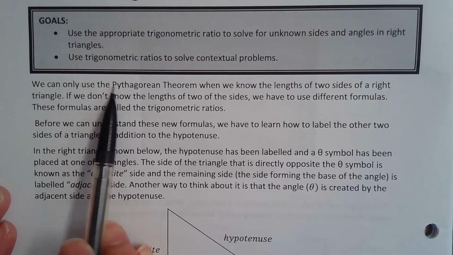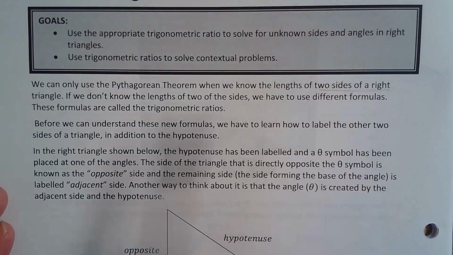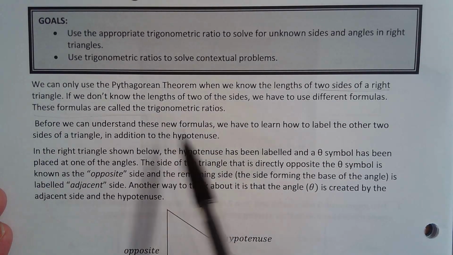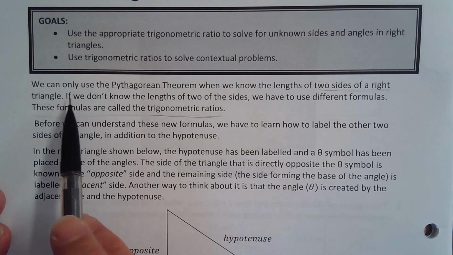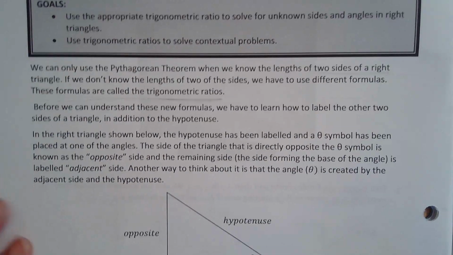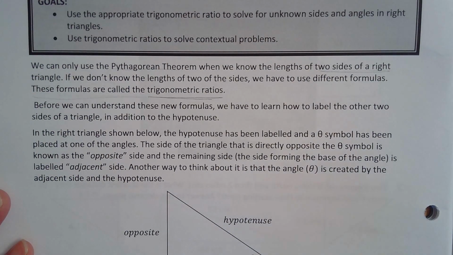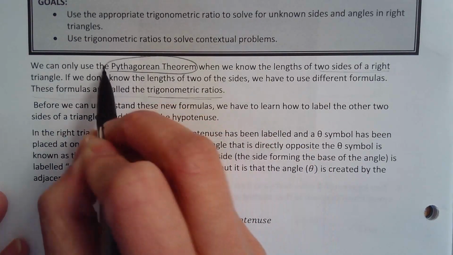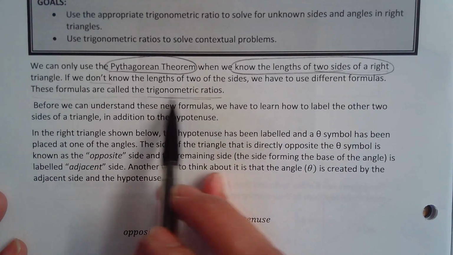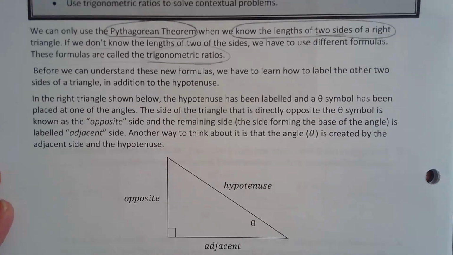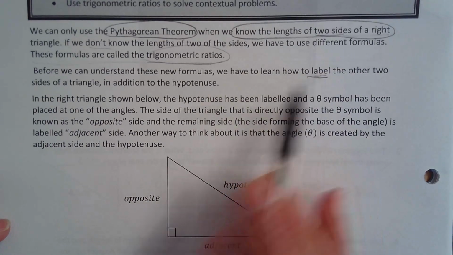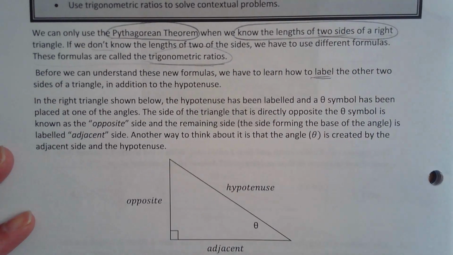So we can use the Pythagorean theorem when we know the length of two sides of a right triangle. If we don't know the length of two sides, we can use different formulas called trigonometric ratios. Okay, so we can use the Pythagorean theorem if we know two sides. Now, if we don't know the two sides, we can use the trig ratios. Before we can understand this new formula, we have to learn how to label the sides.